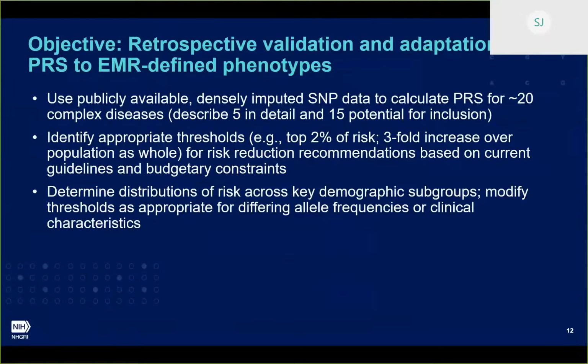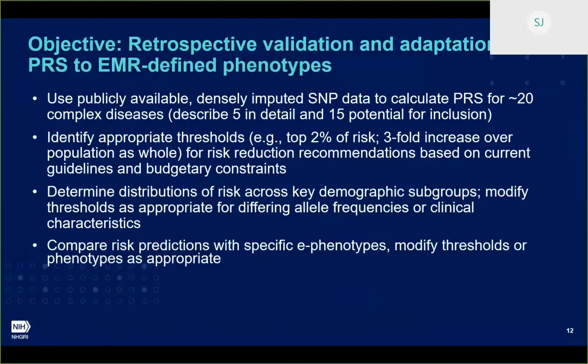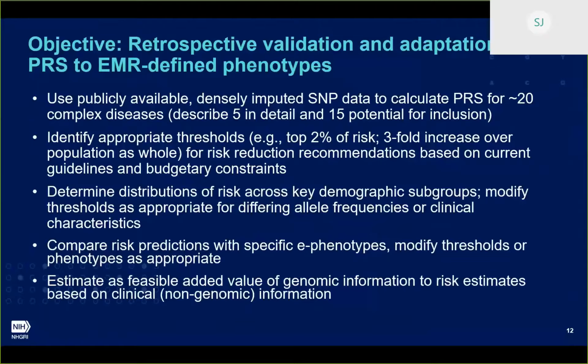We'll also need to determine the distribution of risk across the key demographic subgroups, and then we'll need to modify that accordingly. We'll compare these risk predictions with specific e-phenotypes. We'll modify those thresholds or phenotypes as appropriate, and then really determine the feasibility of the added value of genomic information to these risk estimates, and then base it on both clinical and non-genomic information in addition to the alleles.